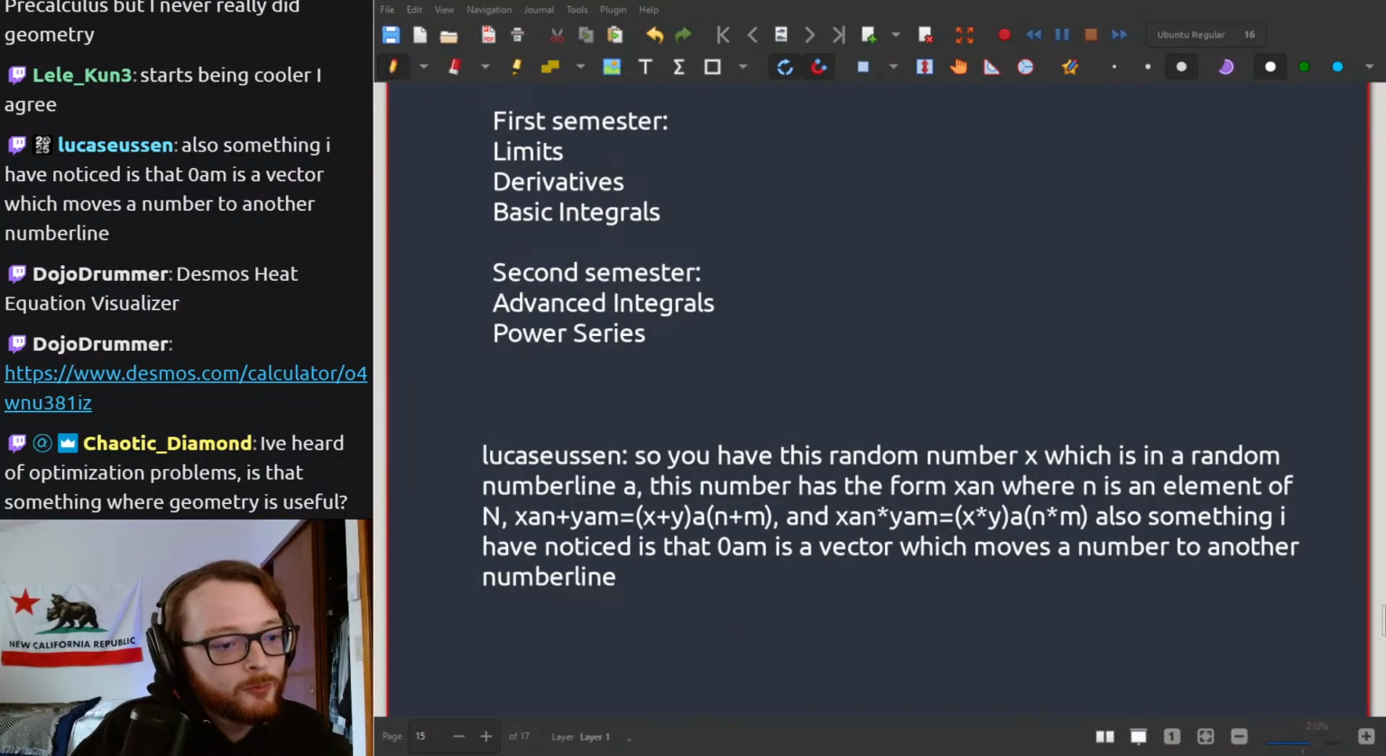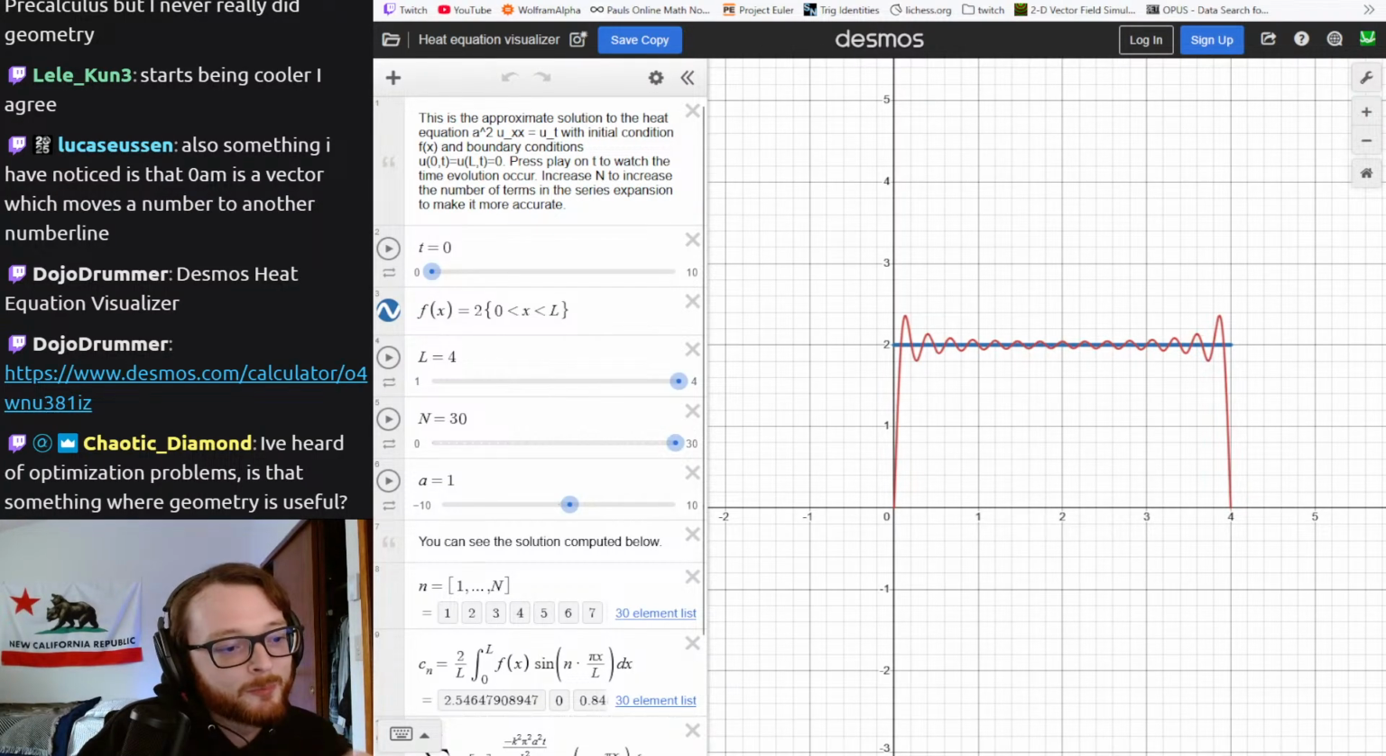Desmos heat equation visualizer. Ooh. Wait, okay. We've got a few things going on. Let me see what's up with this. Printer optimization problems. Is that something where geometry is useful? There's a lot of visual thinking in calculus in general, and sort of in optimization problems. It's not necessarily geometry. You don't need to know that the angles in a triangle add to 180 for most problems. There's some basic shapes you need to know the area of, but you're not doing anything crazy. You're not doing alternate interior angles or whatever.